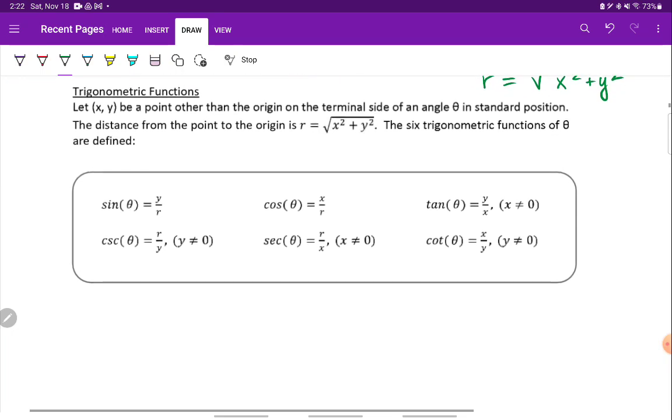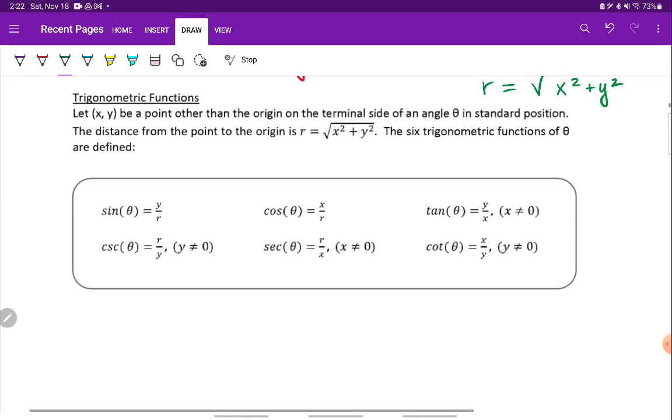Okay, so here are our super important definitions that we absolutely need to know. We're going to let (x, y) be some point other than the origin on the terminal side of an angle theta in standard position. The distance from the point to the origin is r equal to the square root of x squared plus y squared. The 6 trigonometric functions of theta are defined as follows. And again, absolutely have to know these.